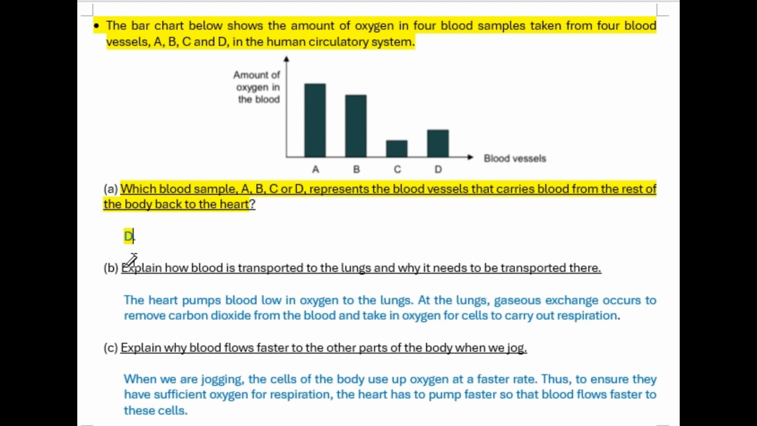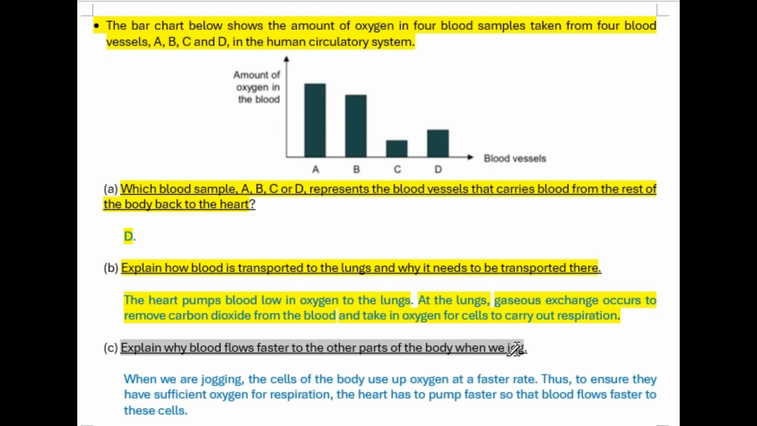B. Explain how blood is transported to the lungs and why it needs to be transported there. The heart pumps blood low in oxygen to the lungs. At the lungs, gaseous exchange occurs to remove carbon dioxide from the blood and take in oxygen for cells to carry out respiration.